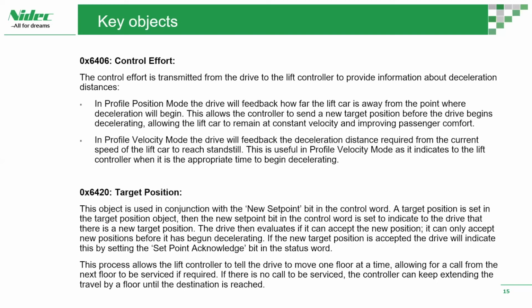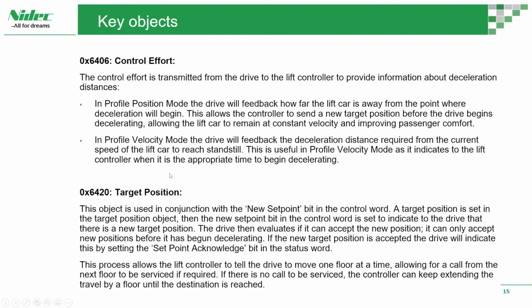In profile velocity mode, the drive will feed back the deceleration distance required from any current speed of the lift car to reach a standstill. So this basically gives information to the controller on how far it will take for the lift car to come to a stop from any certain point, any certain speed. This is useful in profile velocity mode, as it indicates the appropriate time to begin decelerating.